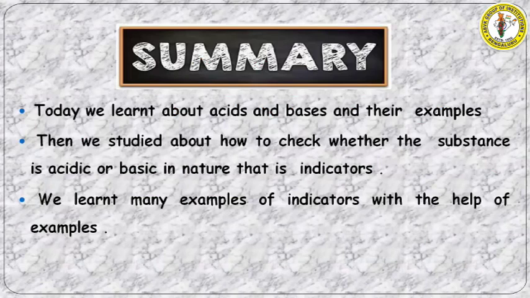Then we studied how to check whether a substance is acidic or basic in nature. That is the indicator. With the help of an indicator, we have studied how to test whether a substance is an acid or a base. And we have also learned many examples of indicators. So the next concept we will be studying in the next class.